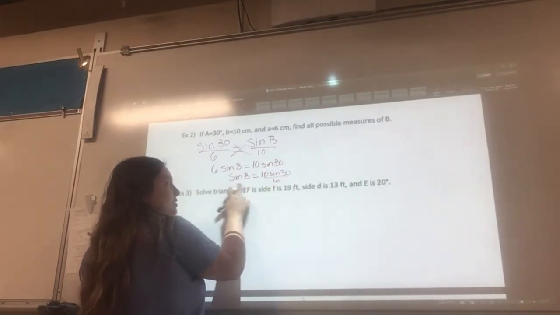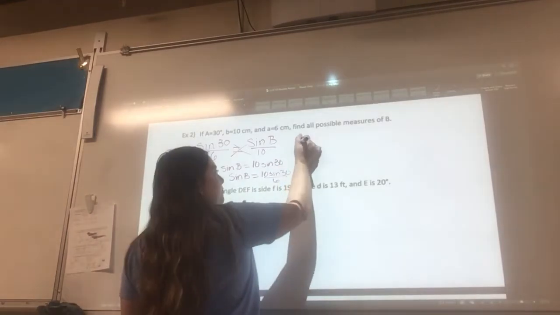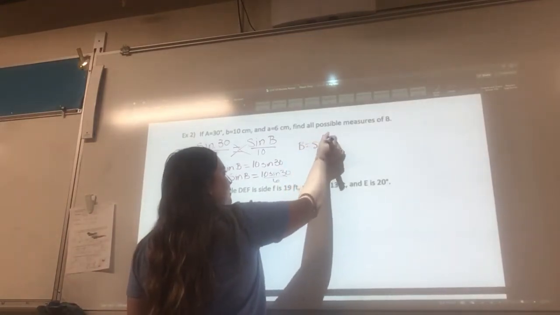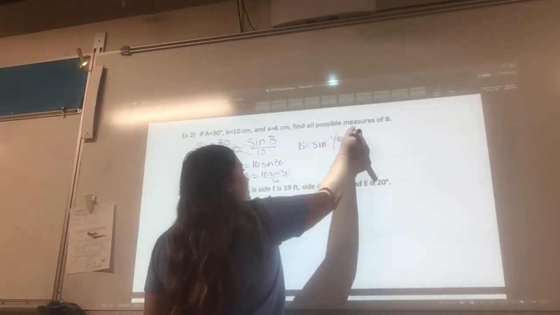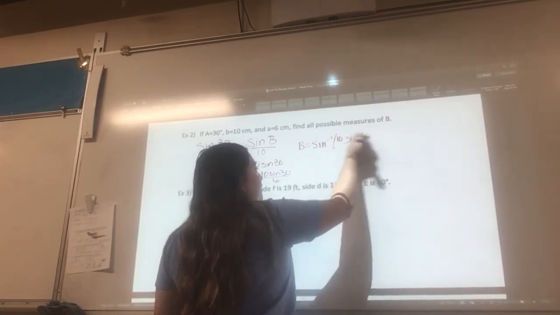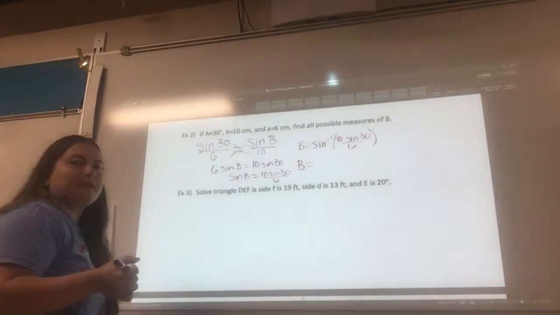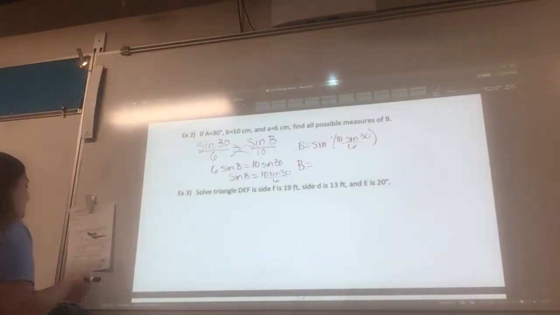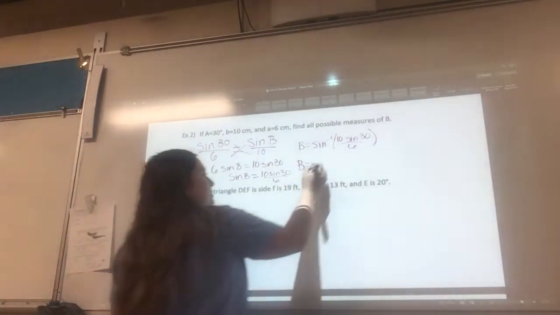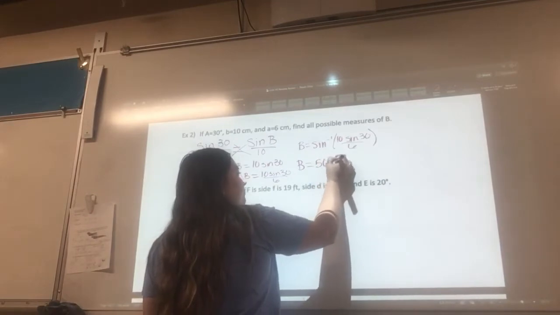Can't do a sine, so you have to do sine inverse. So B equals sine inverse of 10 sine of 30 over 6. You're going to plug that into your calculator. Make sure your numerator is in parentheses. You're going to get that it is about 56.4 degrees.